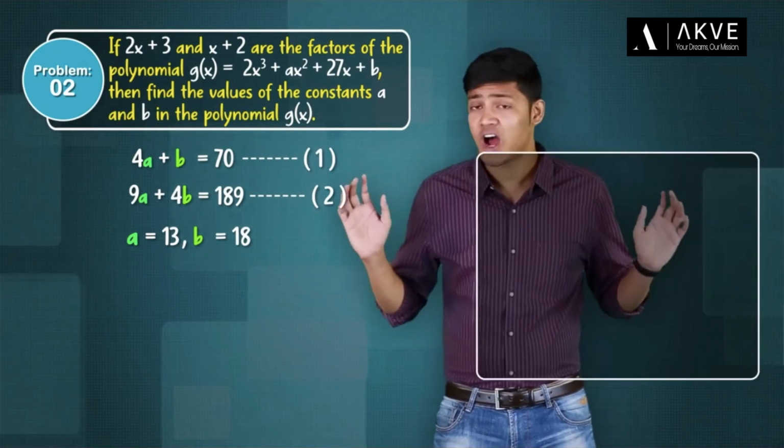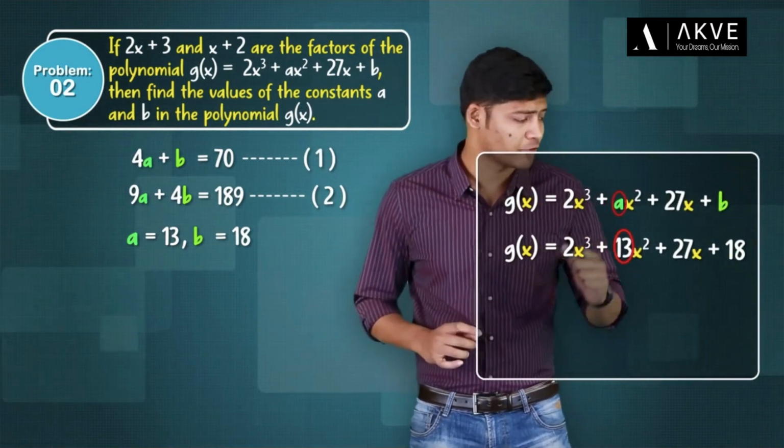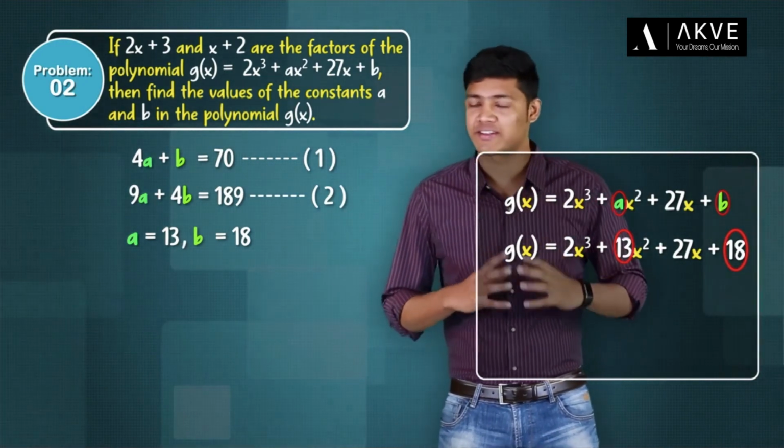So this is how the factor theorem helped us in finding the coefficient of x squared and the constant term in the polynomial g of x. So friends, I hope you understood how to solve problems with the help of the remainder theorem and the factor theorem. Just do not remember the theorems. Try to understand their actual meanings so that you would be able to solve any difficult problem. So, keep practicing and stay tuned.